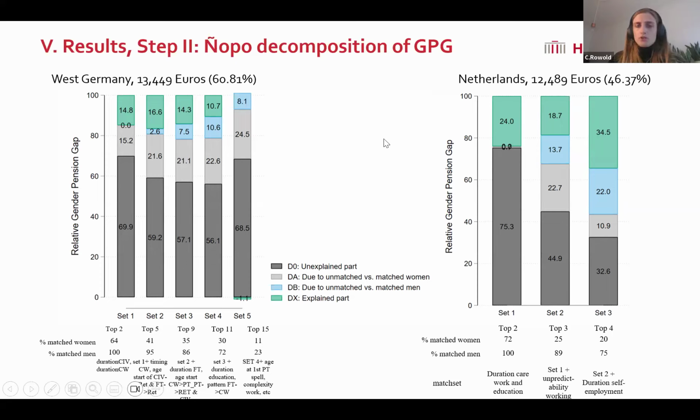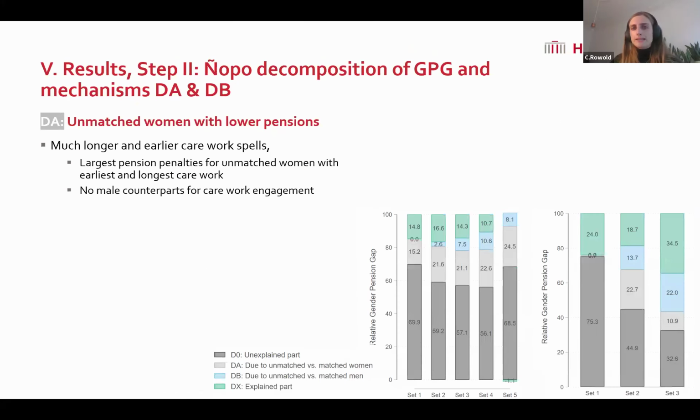Again, let's zoom in a bit more into, okay, what does this mean? This is a non-parametric decomposition, so we cannot really decompose this variable by variable, but we still can have a look at what drives these DA and DB components. So first, these DA components, the light gray ones here, are due to the fact that unmatched women, so again, the women that do not have a counterfactual in the men group, have lower pensions compared to those women who are actually matchable, who have similar characteristics to some men at least. And this is mostly driven by much longer and earlier care work spells of these unmatchable women.